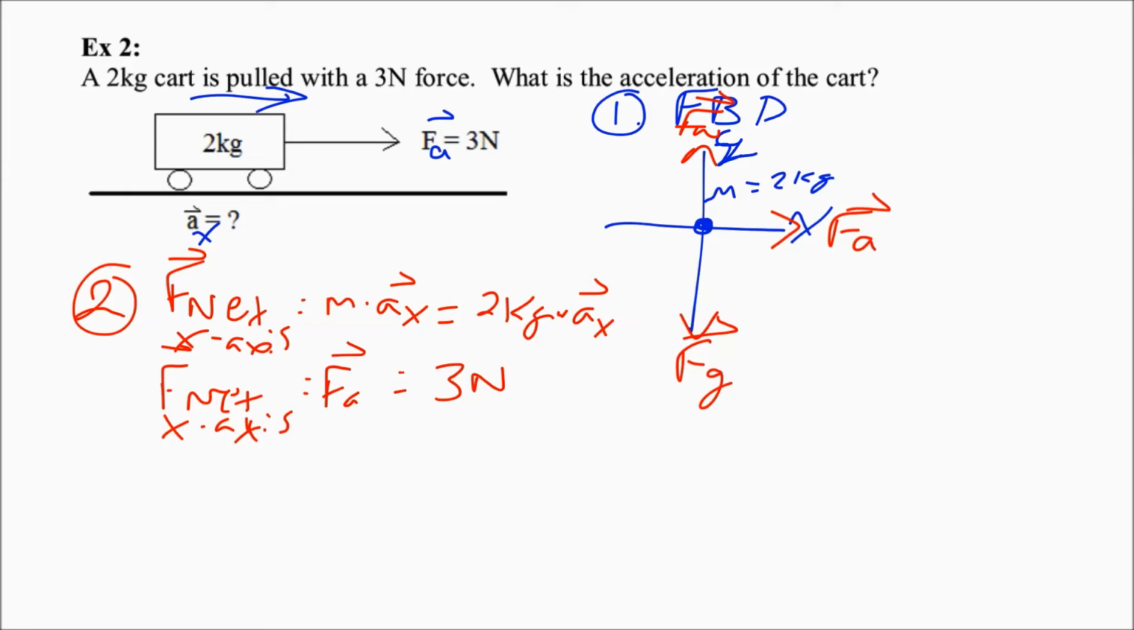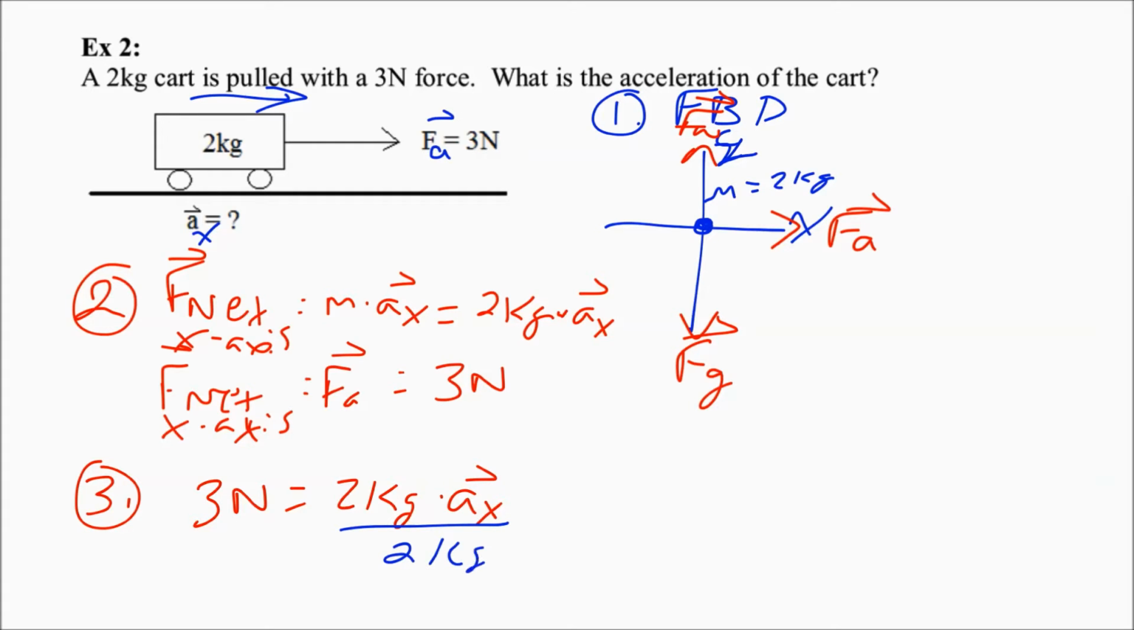Then the next step is to set those two statements equal to each other. So we've got 3 newtons is equal to 2 kilograms times the acceleration in the x-axis. And now we want to solve for the acceleration. So we will divide by 2 kilograms on both sides, and then solve for the variable that we want to know. That's step 4.